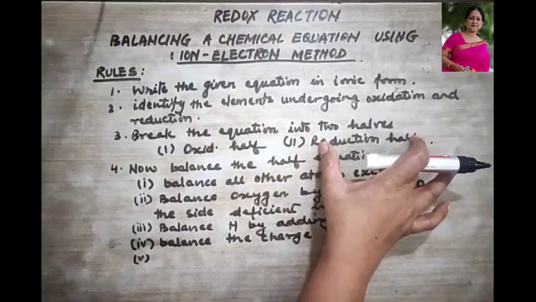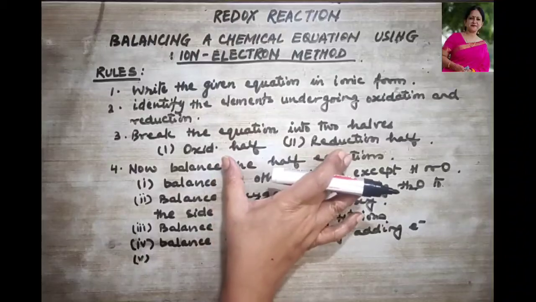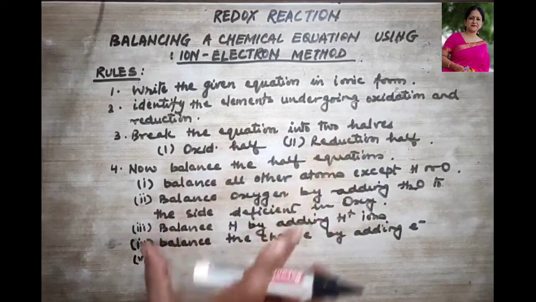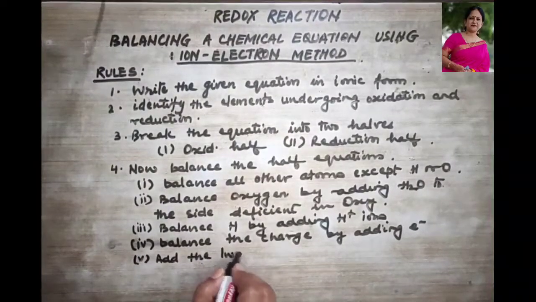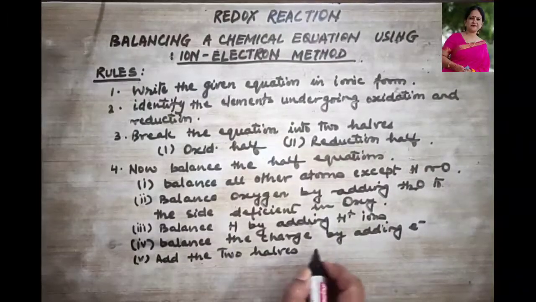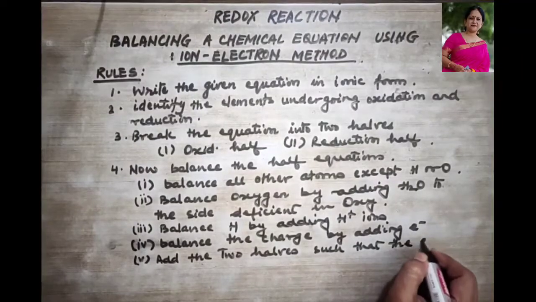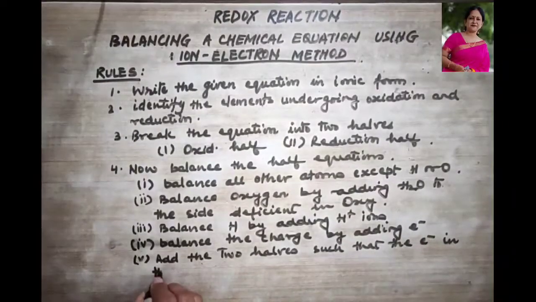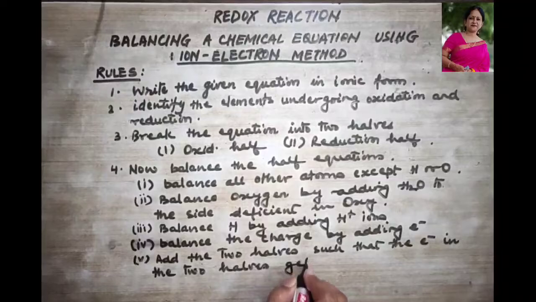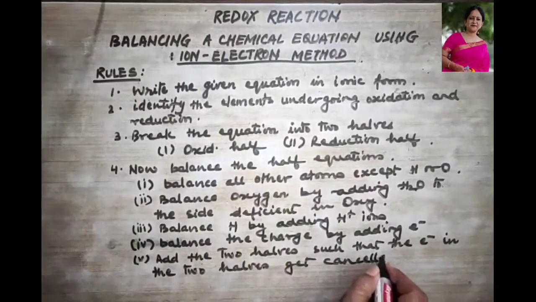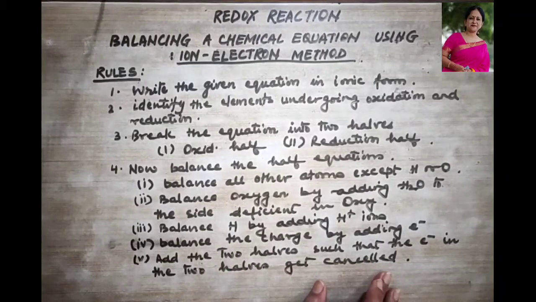Both oxidation and reduction halves have been balanced in this manner, right? Now what are we going to do? We are going to add the two halves. We will bring those two halves now together. Add the two halves. How? Such that the electrons in the two halves get cancelled. We will add in such a way that the electrons on either side will get cancelled.